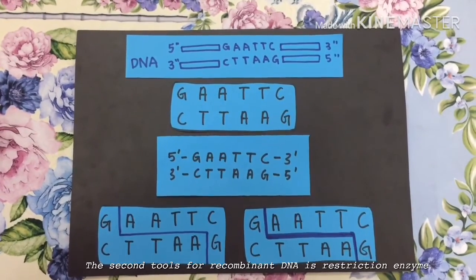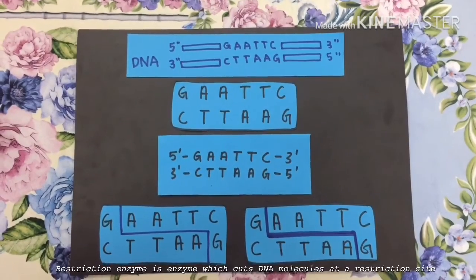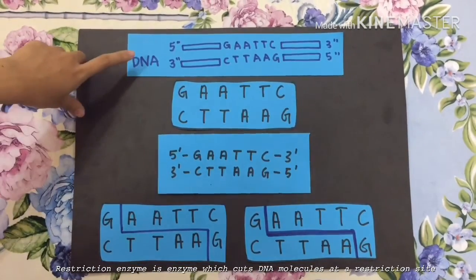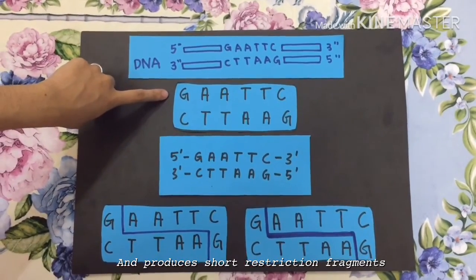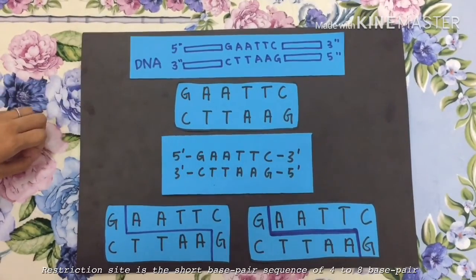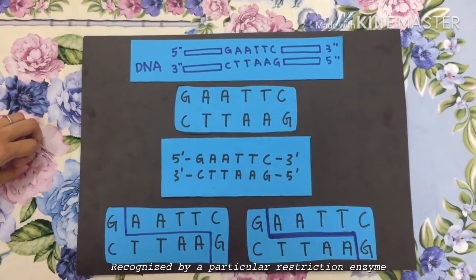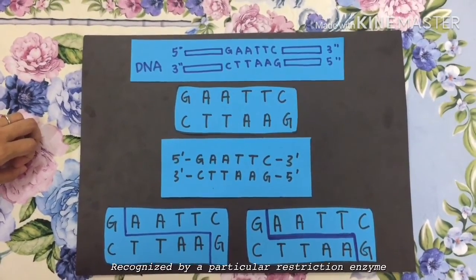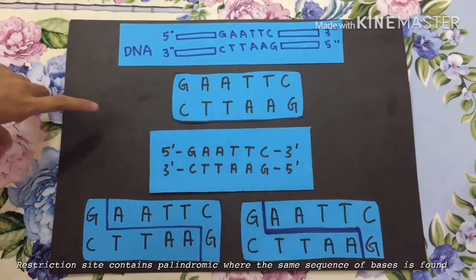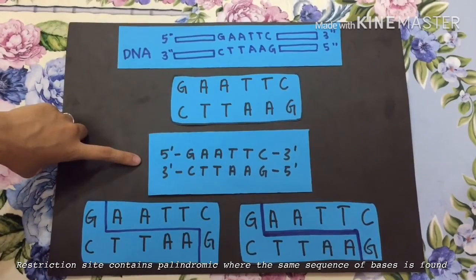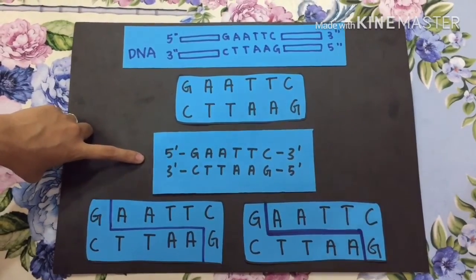The second tool for recombinant DNA is restriction enzyme. Restriction enzyme is an enzyme which cuts a DNA molecule at a restriction site and produces short restriction fragments. A restriction site is a short base pair sequence of 4 to 8 base pairs recognized by a particular restriction enzyme. Restriction sites are palindromic, where the same sequence of bases is found on both DNA strands but in the opposite direction.